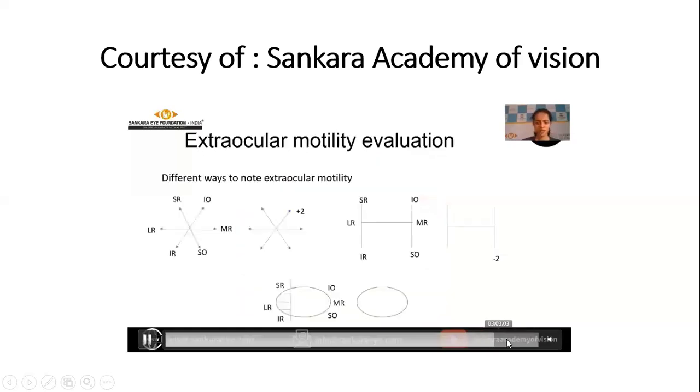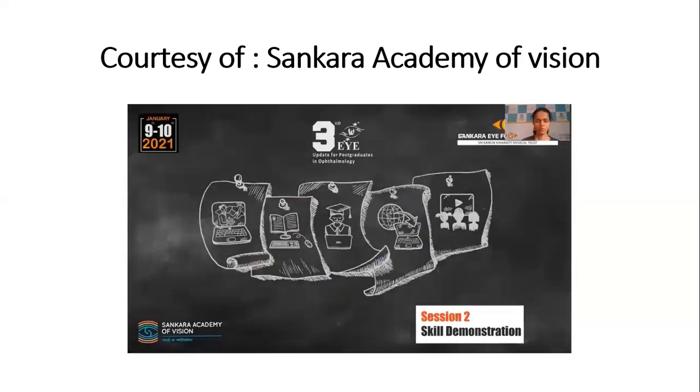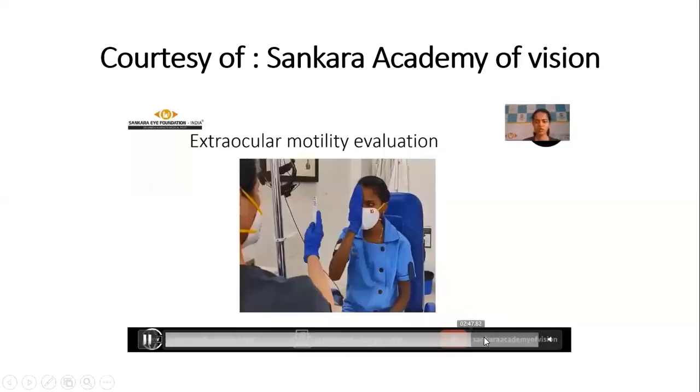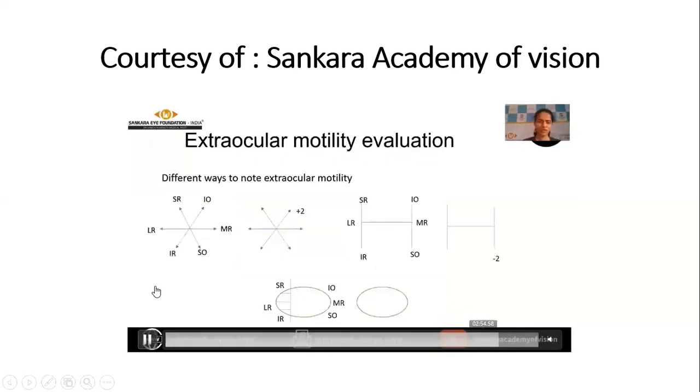Okay, here we will come to the other extraocular motility examination. Just 1 second. Yes, here is the charting. You have many options, whether to do the circles or the H or the cross.